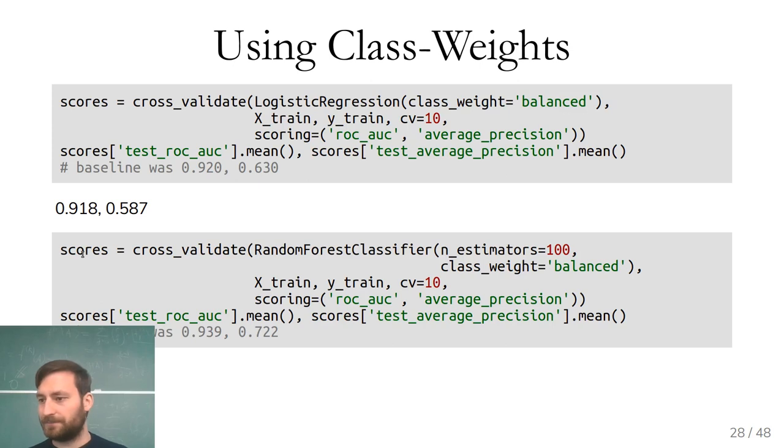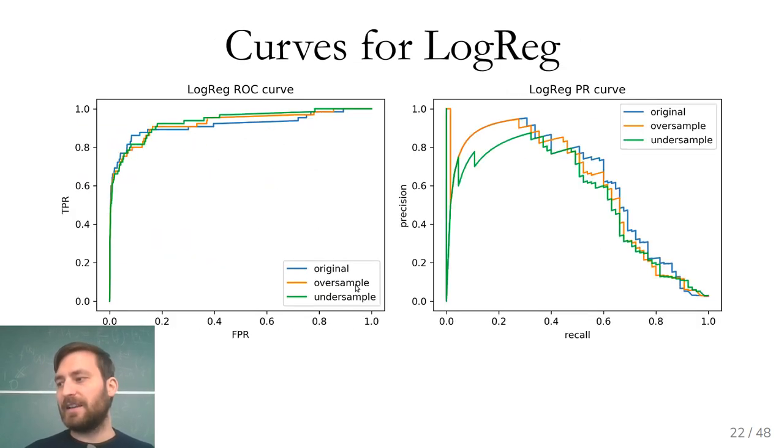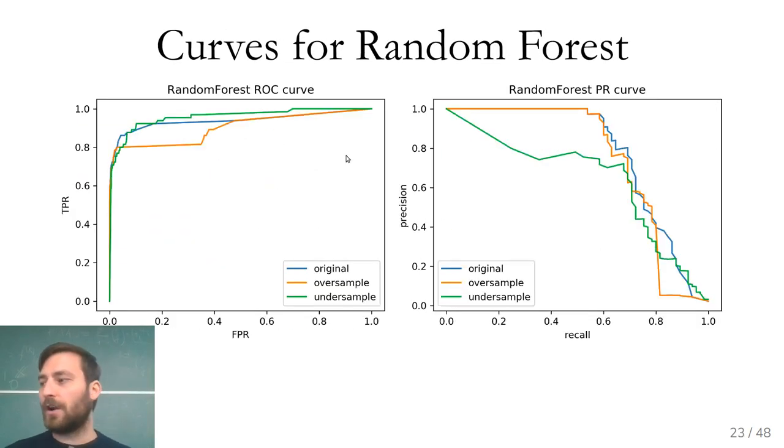So here, again, very similar to oversampling, this doesn't have a very beneficial effect. Do I have the ROC curve? No. But if I plot the ROC curve, it would be very similar to the oversample one. So if I really care about high precision, this would probably be a good thing to do.